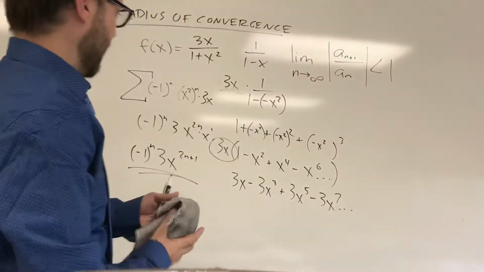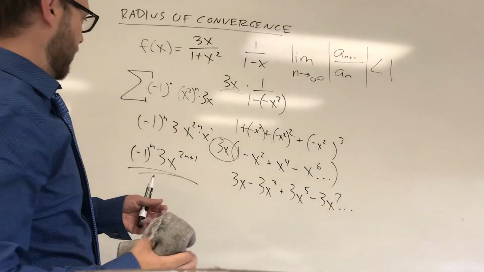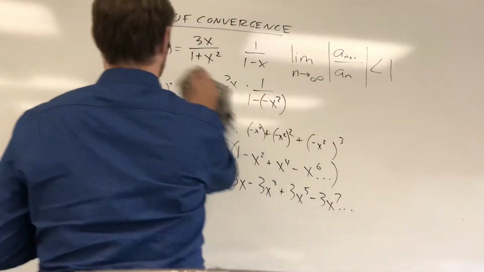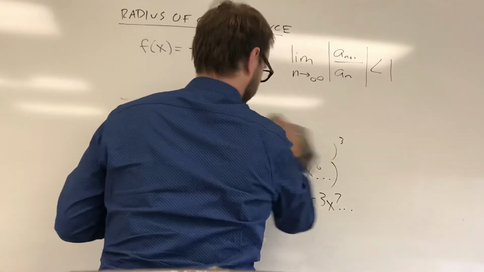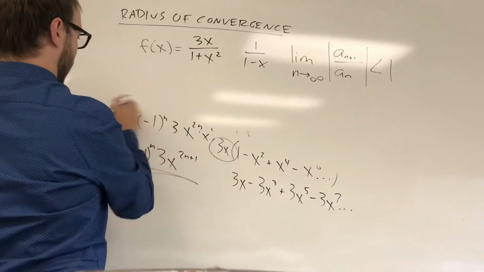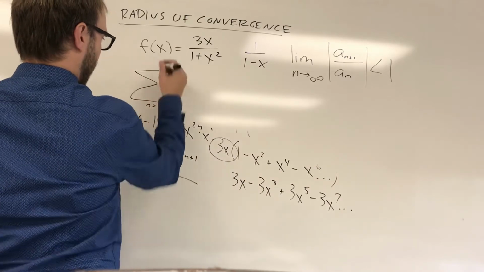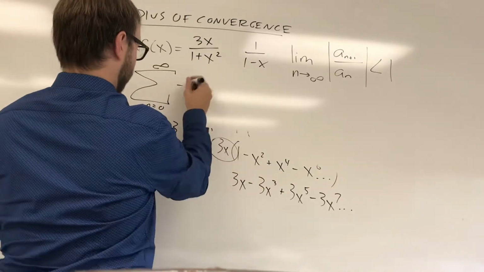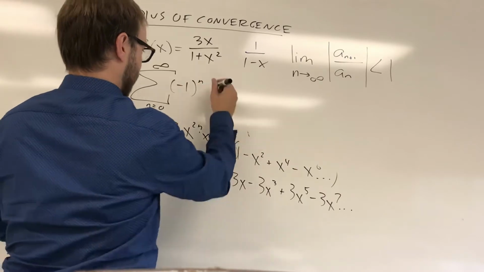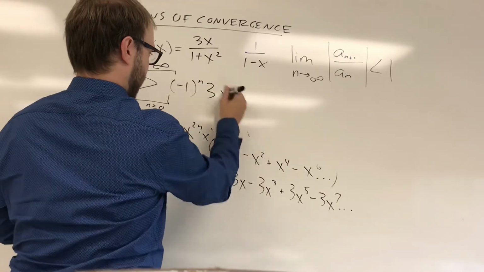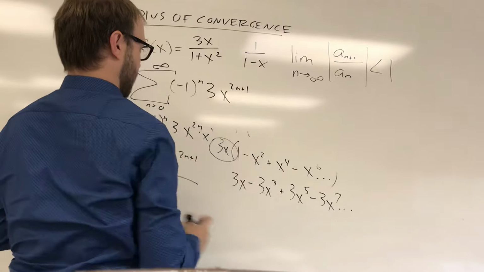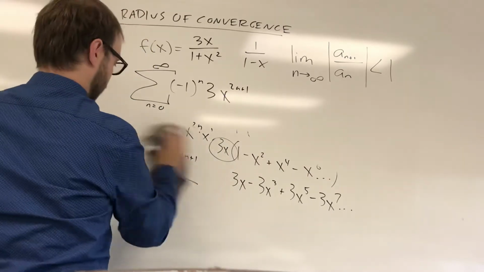Okay, so let's put all this together now. So what does this actually look like? Well, this is the series from n equals 0 to infinity of negative 1 to the n times 3x to the 2n plus 1. Okay, that's what that series would look like.